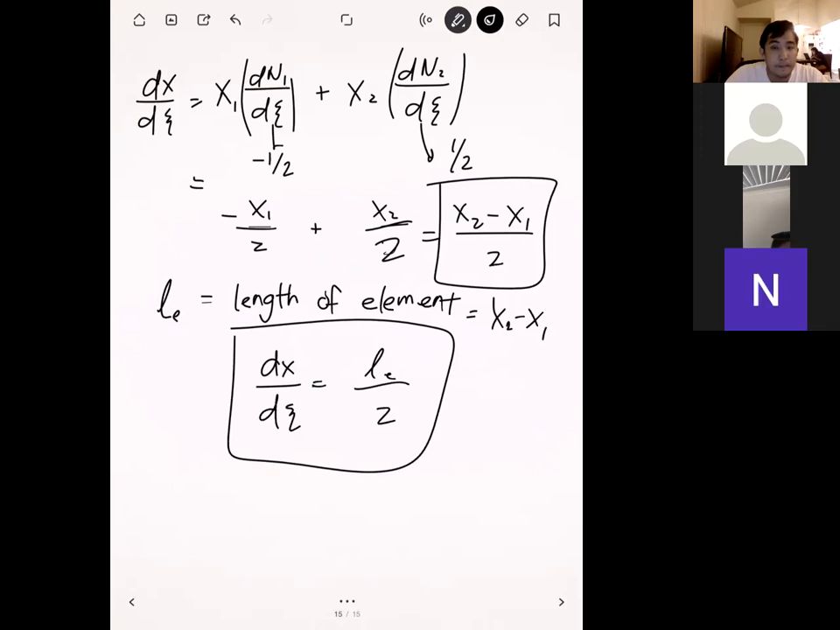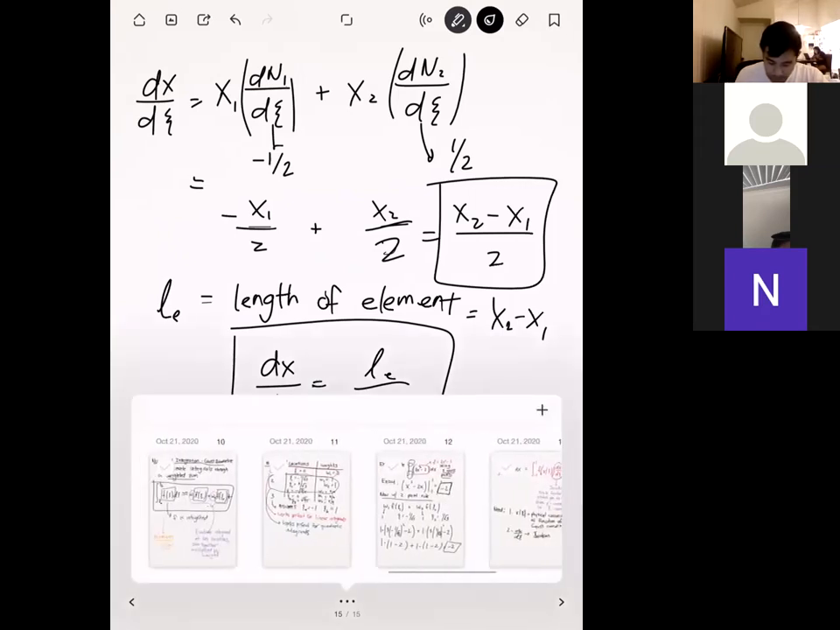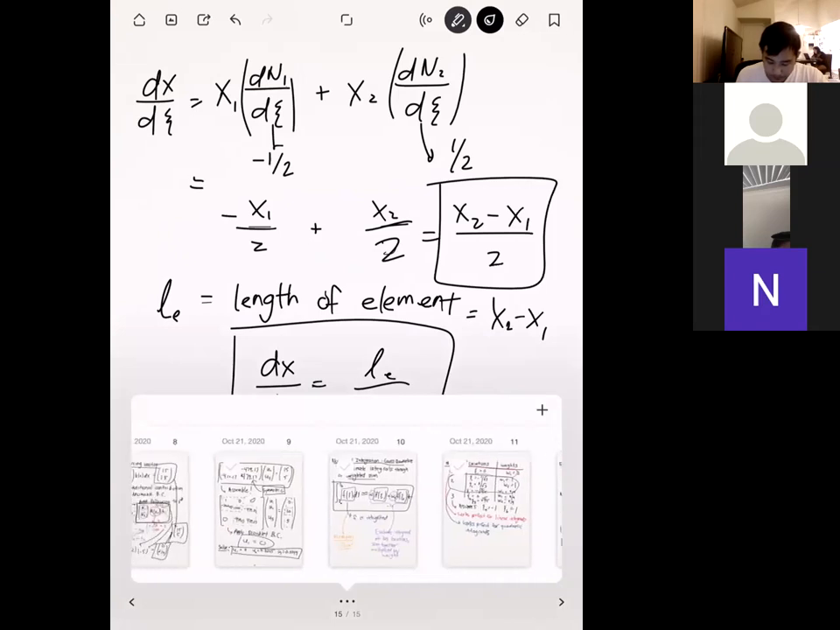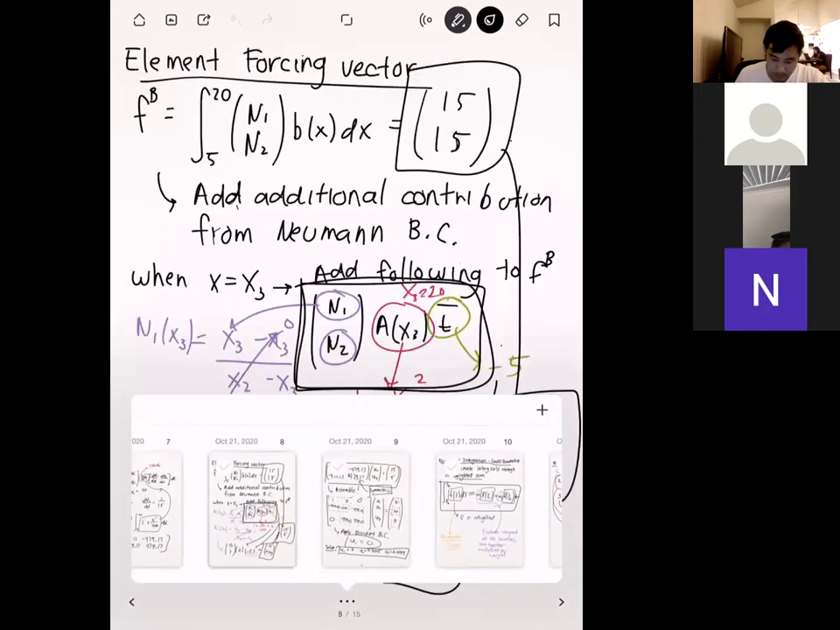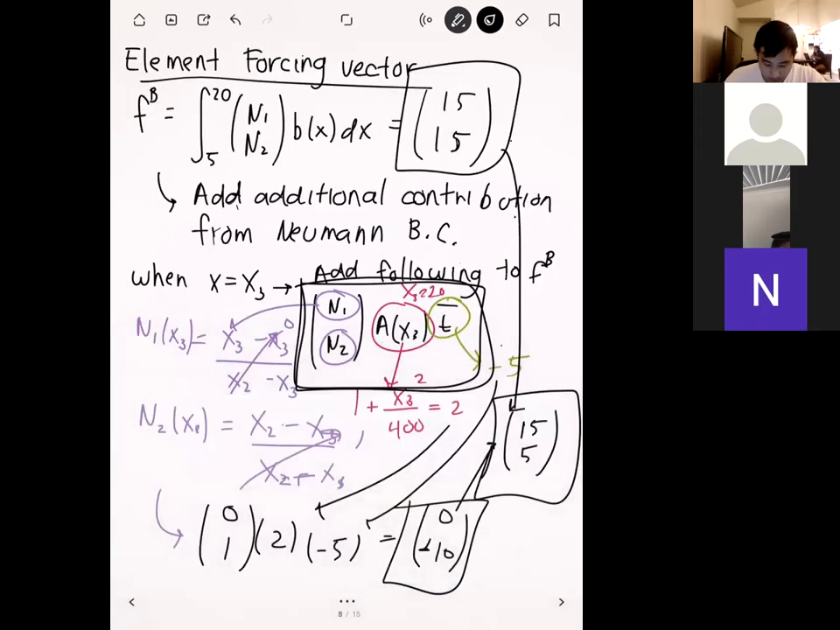Professor? Can I ask a quick question? Sure, what's up? When we're doing the element forcing vector, I think it was the example we were doing, when we add the following to the force FB, I'm just wondering why do we add that to FB again? The Neumann boundary condition.